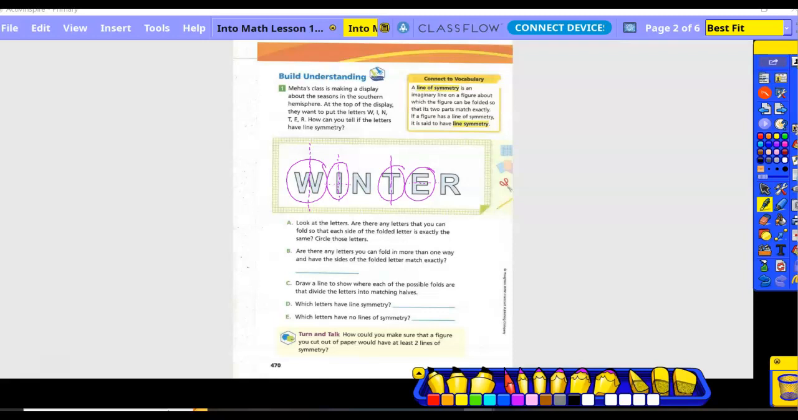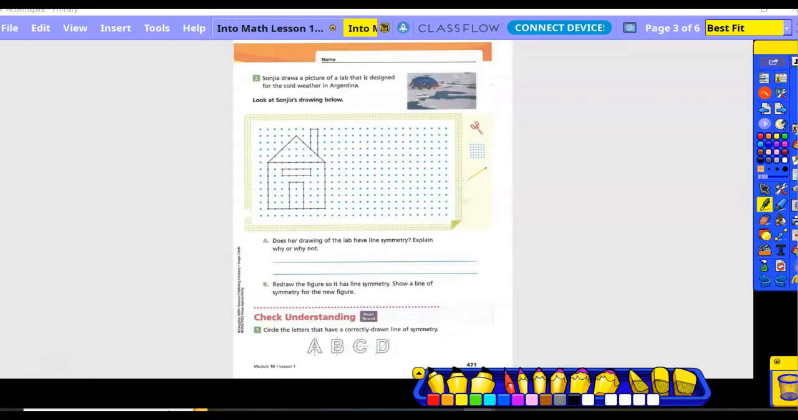N and R. Okay, so Sonia draws a picture of a lab that is designed for the cold weather in Argentina. Look at Sonia's drawing below. Does her drawing of the lab have lines of symmetry? Explain why or why not. Yes or no? No, because if I go horizontally, left to right, would the top match the bottom? No.